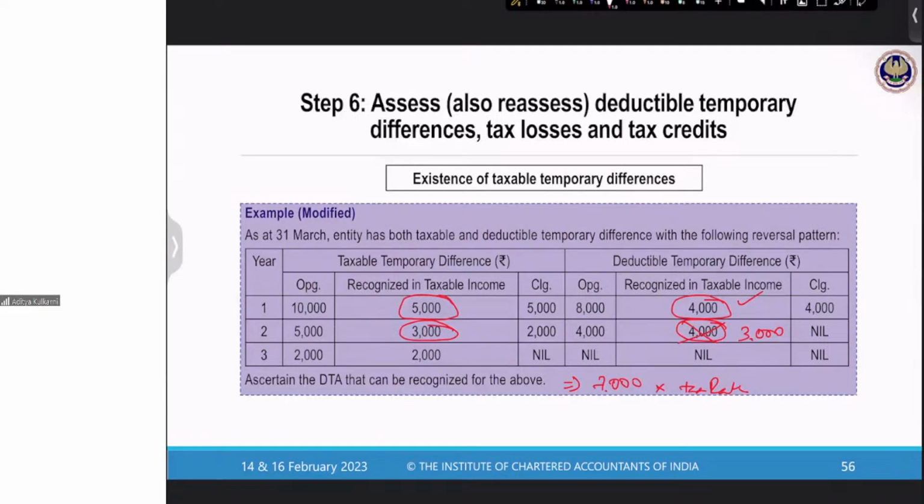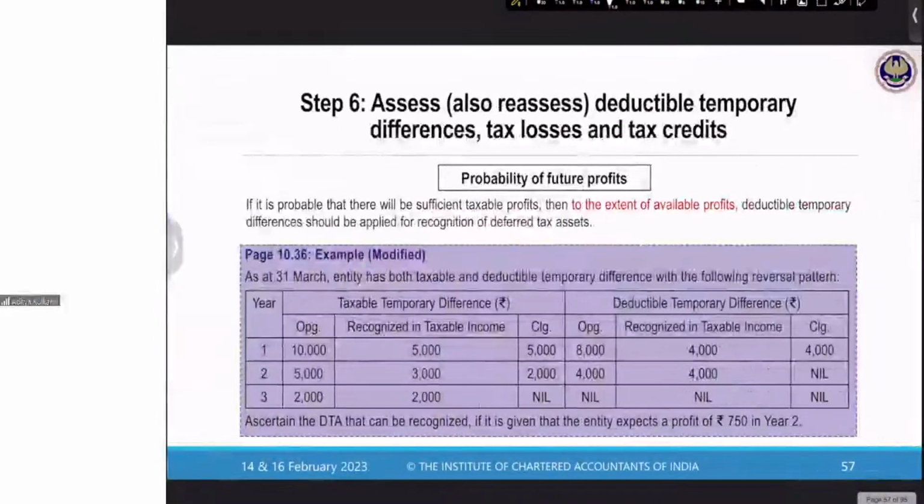Soham, Viraj, did you follow? Yes. Shailendra, did you follow? Yes. All right. So coming to the next one, check the existence of taxable profits.